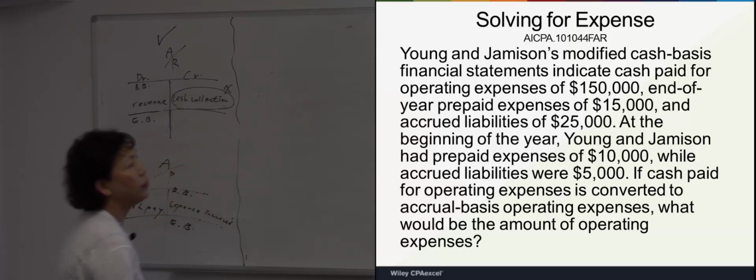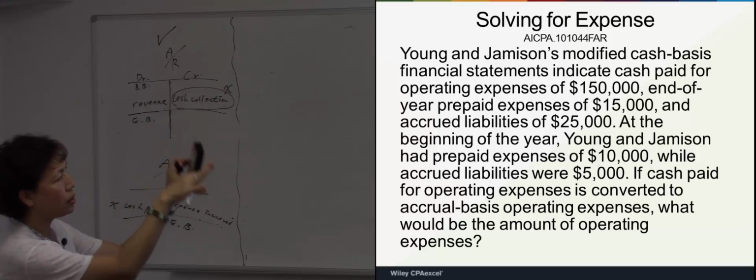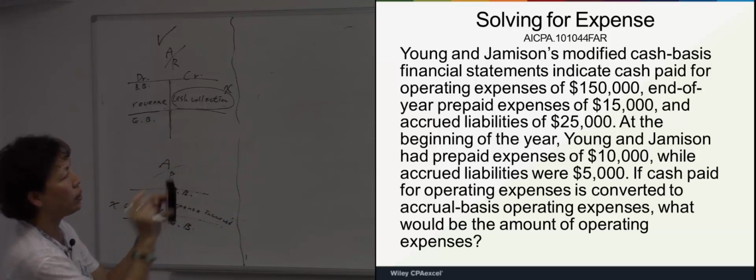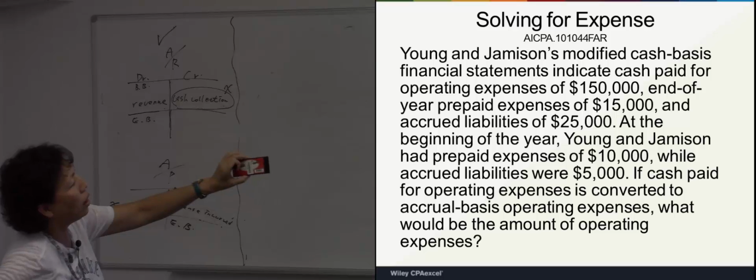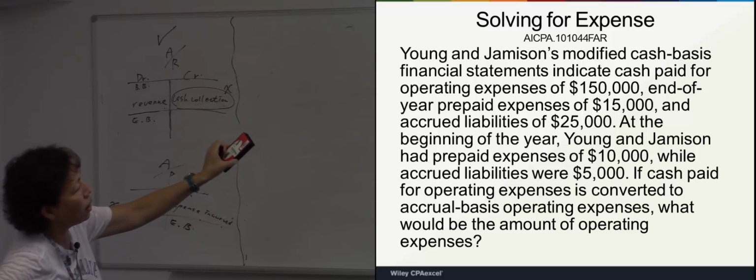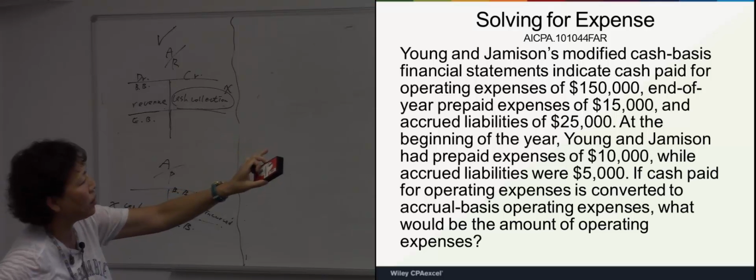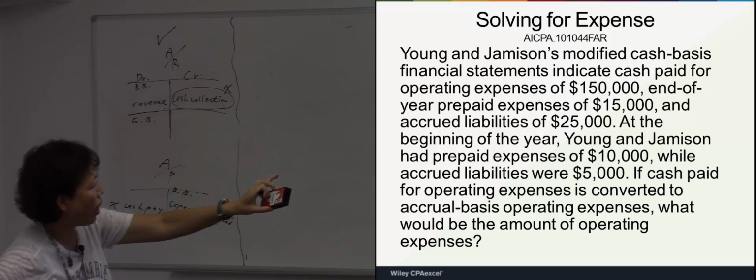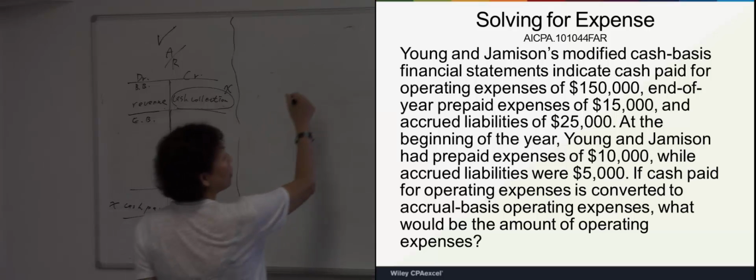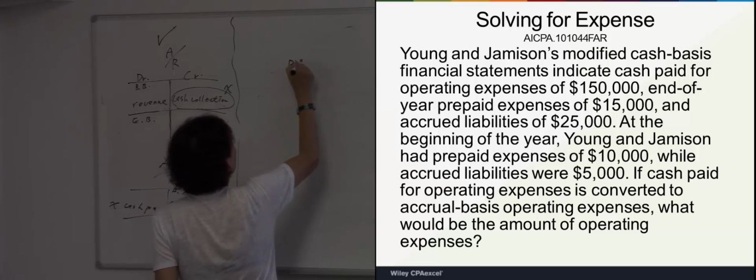First, we write down the T account based on the information given by the question. What does it say? It says end of year prepaid is 15,000.